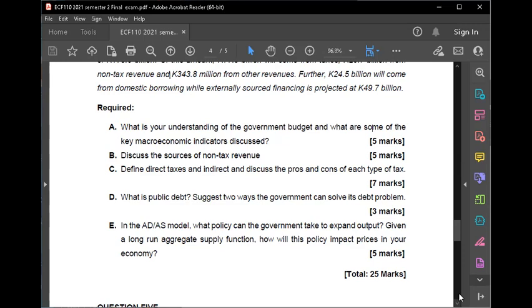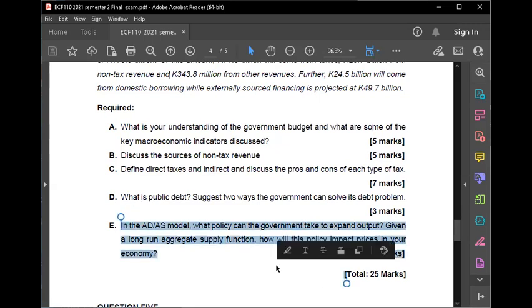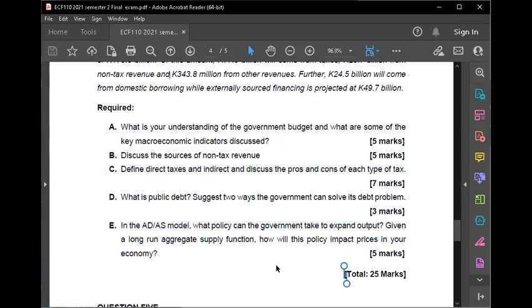So I thought maybe for this one, it would be best for us to look at things that will require some calculations, right? What of E? Does it require for us to come up with a diagram? Yes, definitely. So this one says in the IS-AD-AS model, what policy can the government take to expand output, right? Given a long run aggregate supply function, how would this policy impact the prices?